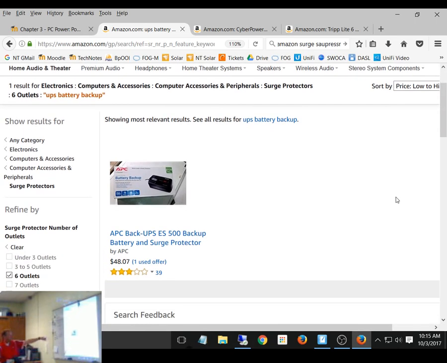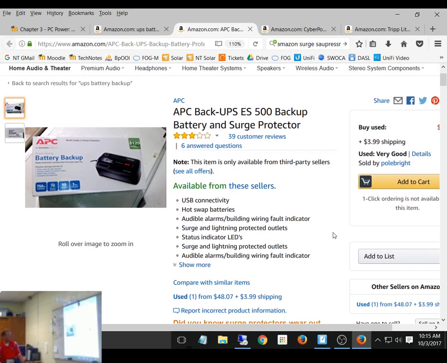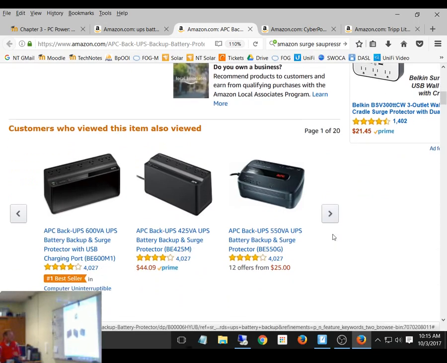Here's some cheap small ones. We've tried those for some of the staff members' PCs. I will be honest, if they can keep the computer on at all, it's a wonder. Most of them are so small and so underpowered. So I don't recommend getting a UPS for your home. I mean, it's a lot of money. I definitely think you get a surge suppressor.